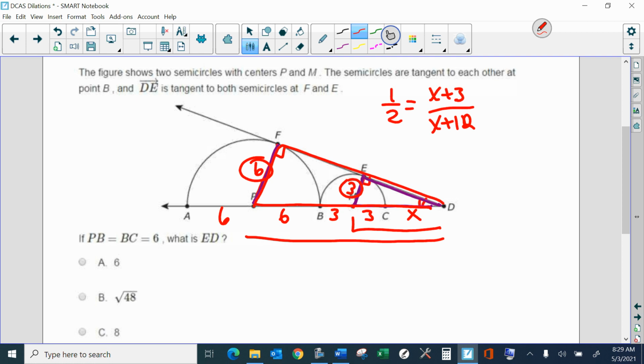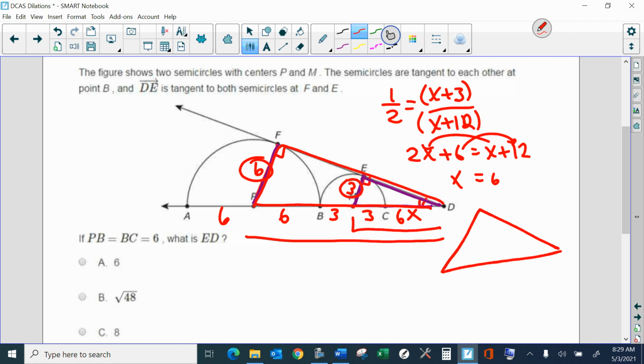Okay, and now we can cross multiply. You gotta put parentheses around these. So you get 2x plus 6 equals x plus 12. Subtract that across. Subtract that across. X equals 6.